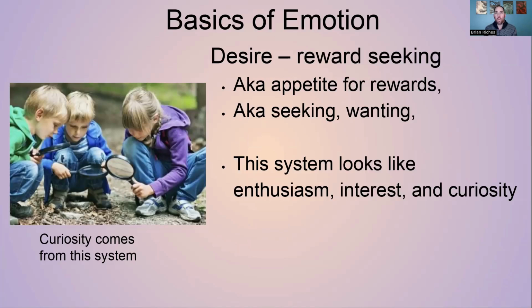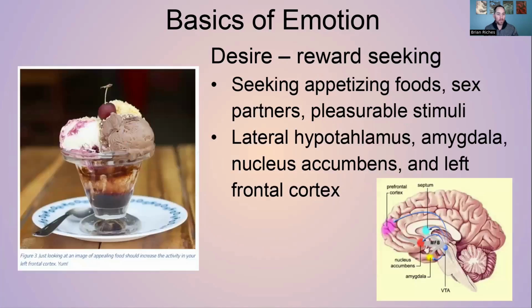So if you want to learn about something, if you want to go and find bugs outside, if you want to go swimming, if you want some ice cream, right? This is showing that desire slash reward seeking system, and that is one basic emotion. So curiosity is a good example of this.